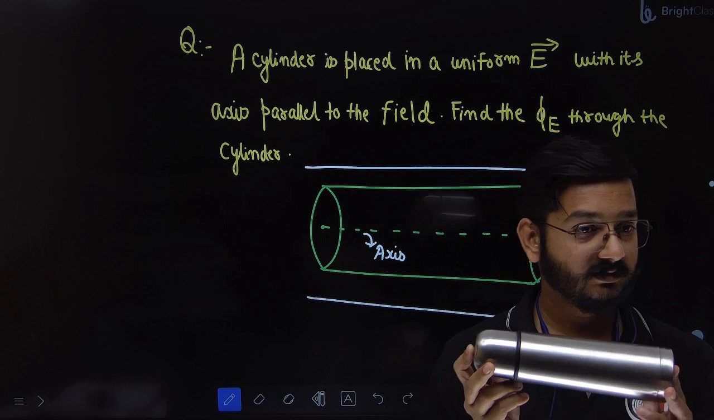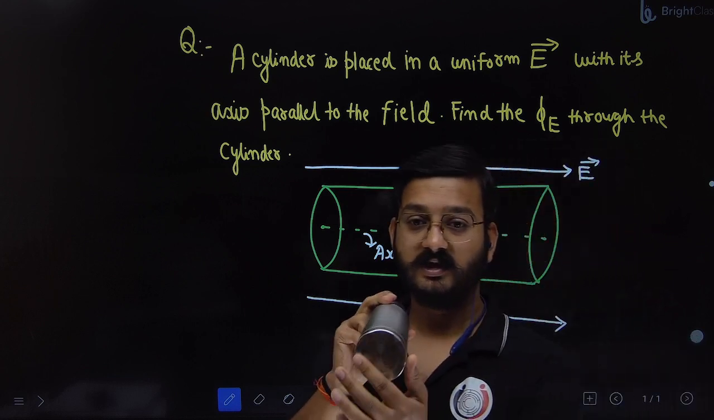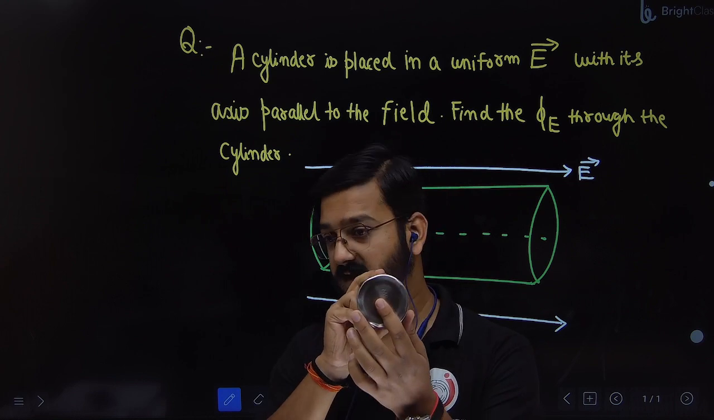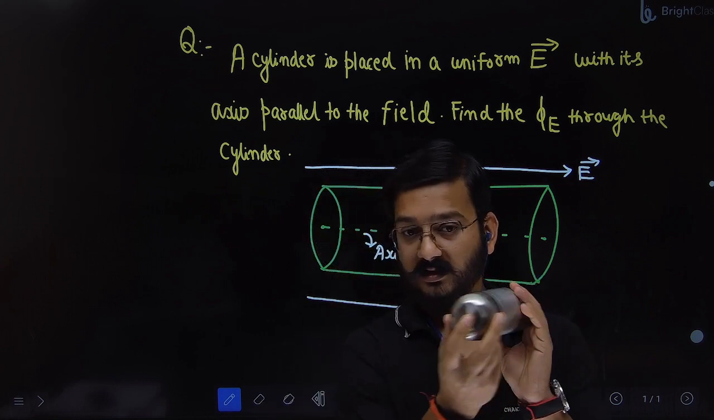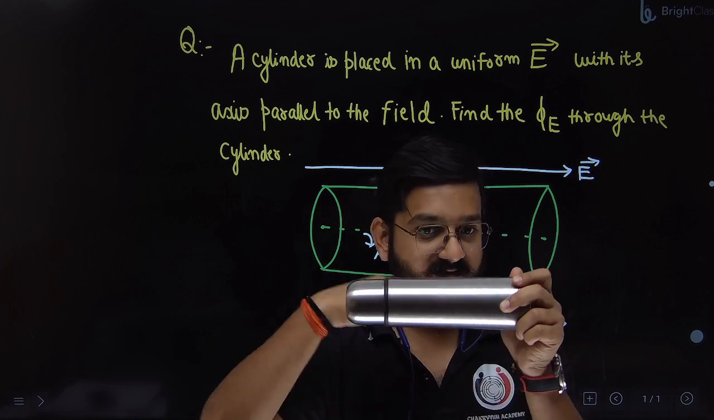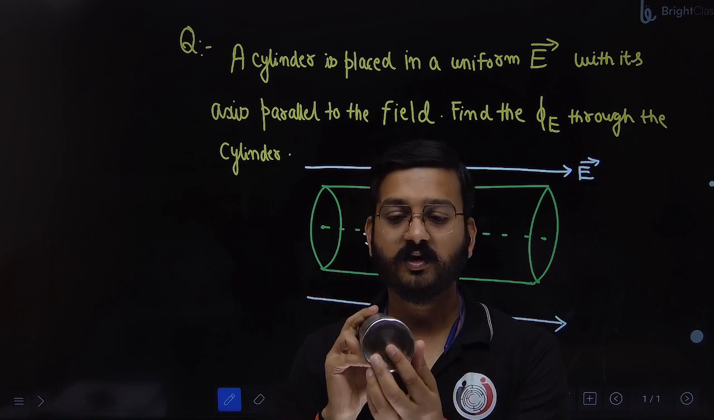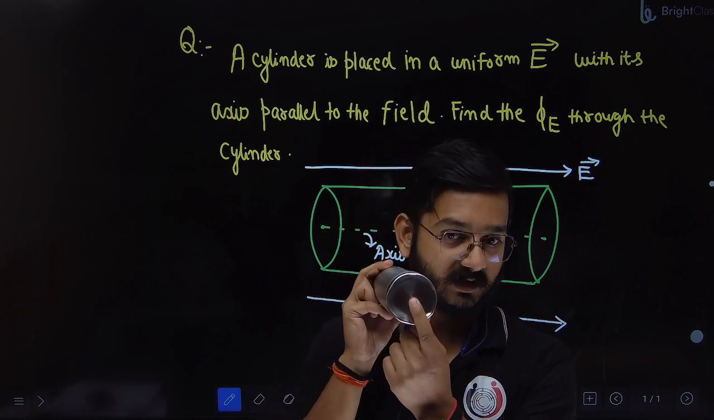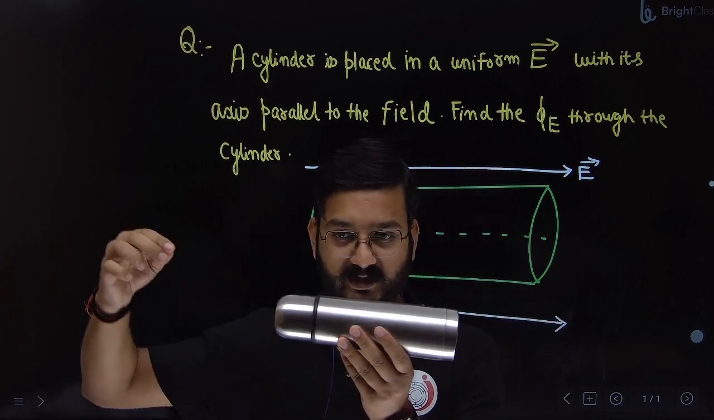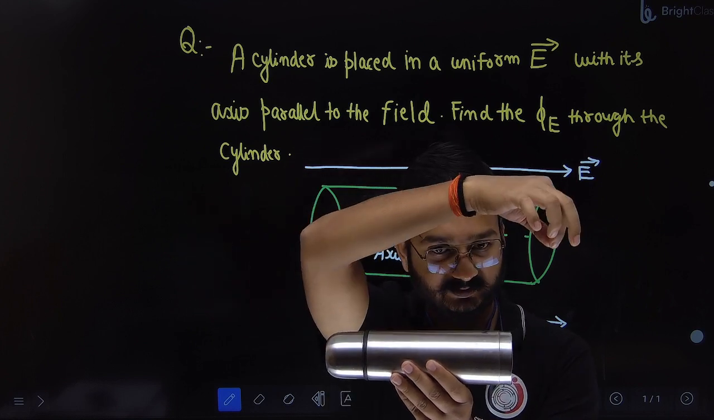Cylinder, horizontal. What type of surface does it have? This is called the area of cross section. What is the cross section of a cylinder? Circle. This part is called what? Curved surface area. This is basically called the base or cross section. So the cross section is circular, here and here. So the electric field line is passing like this.